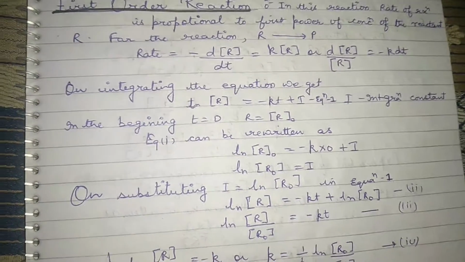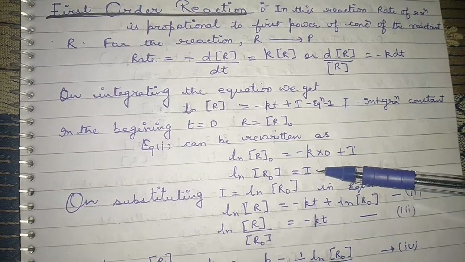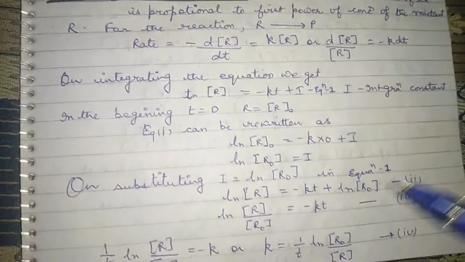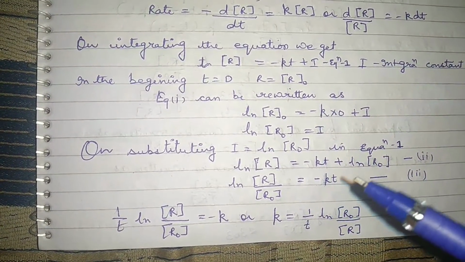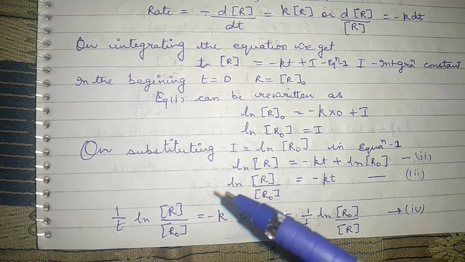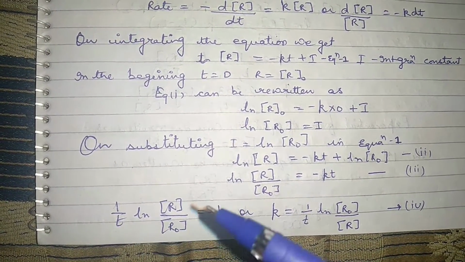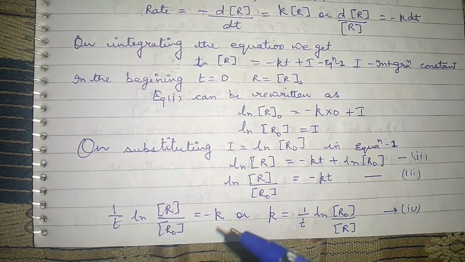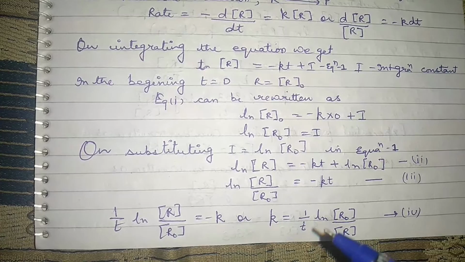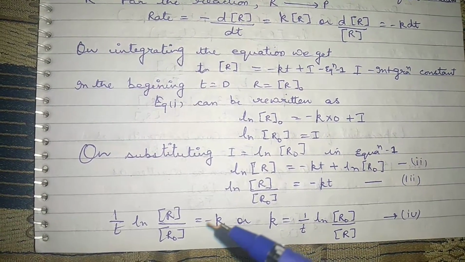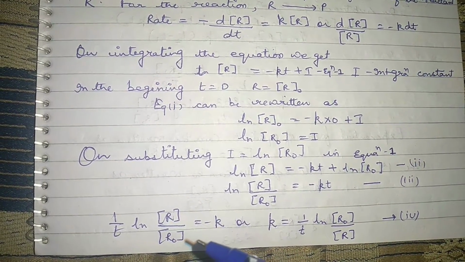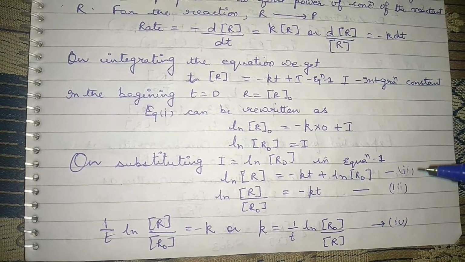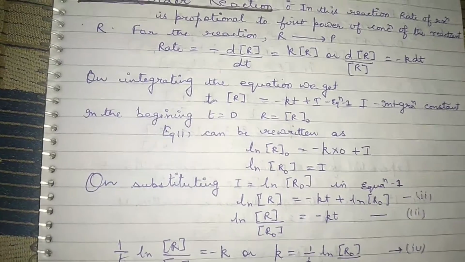All right. So we put this value in the first equation. In this way we can get ln r over r naught is equal to minus kt. Now this t will come here in the denominator, and 1 upon t ln r over r naught is equal to minus k. Or we can write k is equal to 1 upon t ln, we have removed this minus symbol, so r naught will come in the numerator and r in the denominator. This one is equation number 2, then equation number 3, equation number 4. All right, just take a snapshot of this.